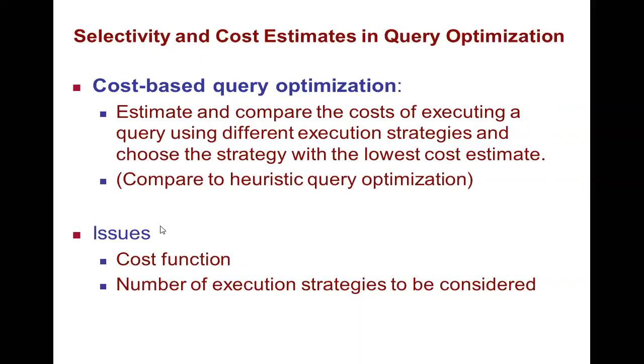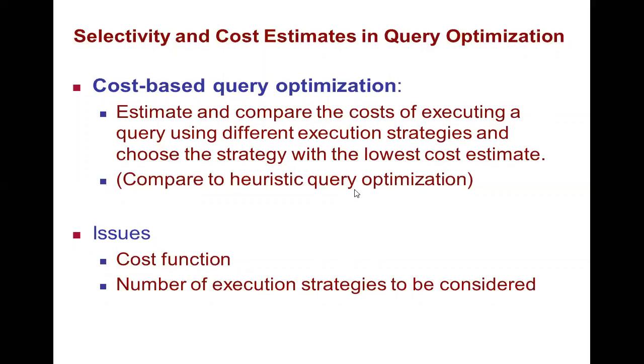So what are the other issues? See how you can calculate the cost function and the number of execution strategies to be considered. For example, if the relational database management system is preparing 10 strategies for executing a single query, the question is how many strategies should be considered for execution? Which one will be cost effective, right? In that sense, the correct and appropriate strategies should be selected.